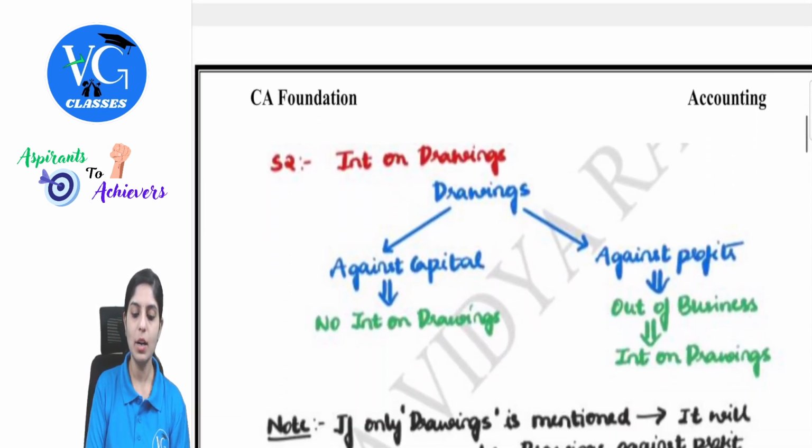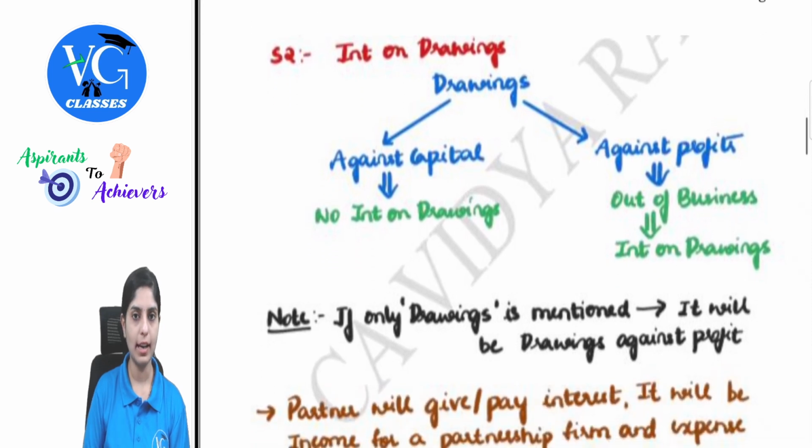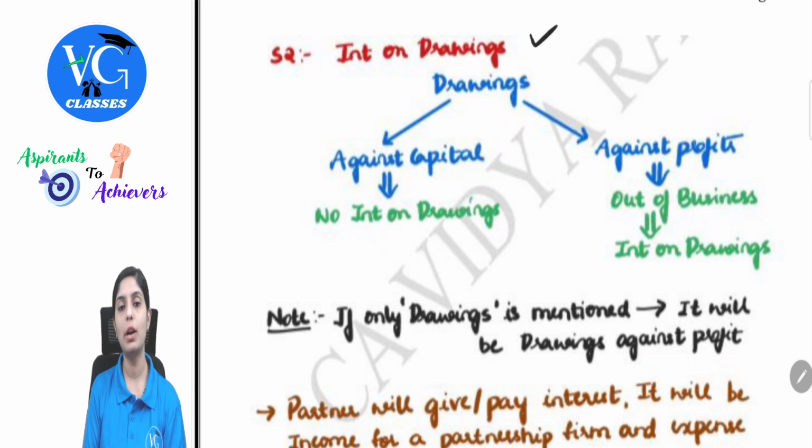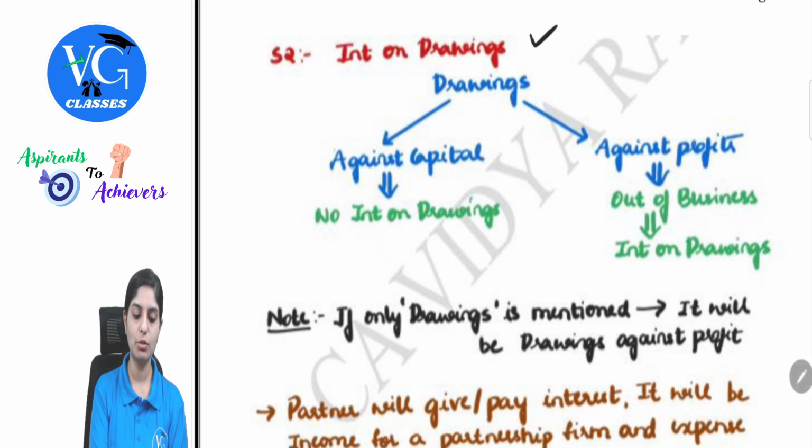Now we will understand one by one each particular item which has its place in P&L appropriation. So first item under this is interest on drawings. First, to understand on what type of drawings will interest be considered. Drawings can be understood in two forms: drawings against capital or drawings against profits.